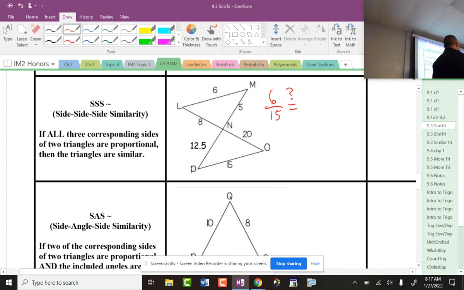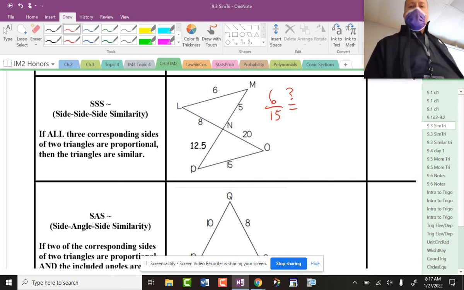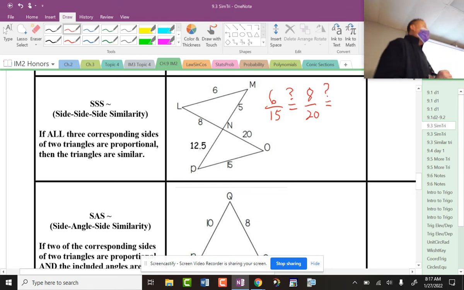I'm checking that. And then notice I went top to bottom. Silly mistake students make is they write 6 over 15, then they go 20 over 8 as the next fraction. Why would you do that? Go in the same order. First triangle on top, second on the bottom. First over second, first over second, first over second. And we're going to check, does 8 go with 20? We might have to reverse this. 8 may very well go with 12 and a half.